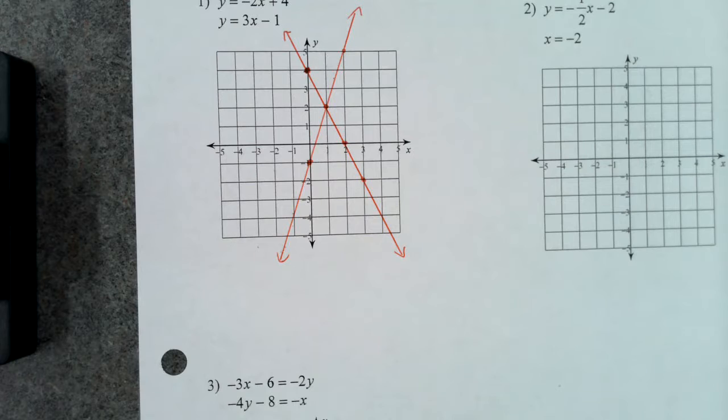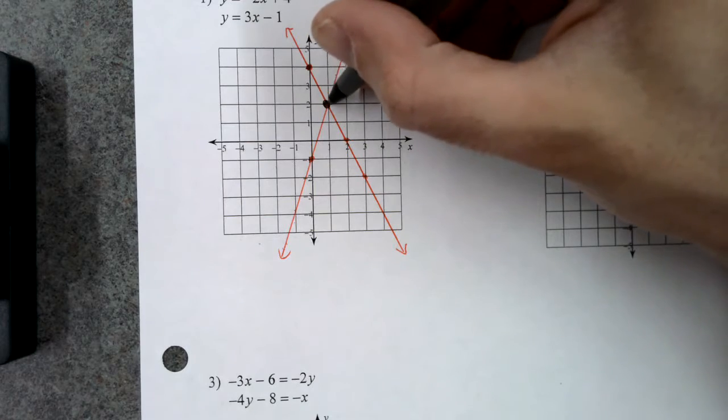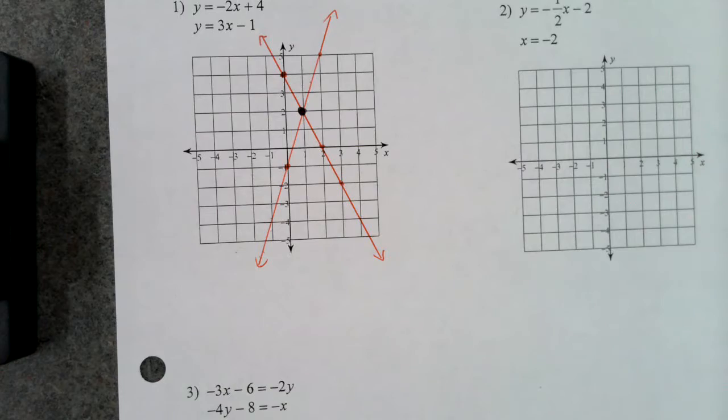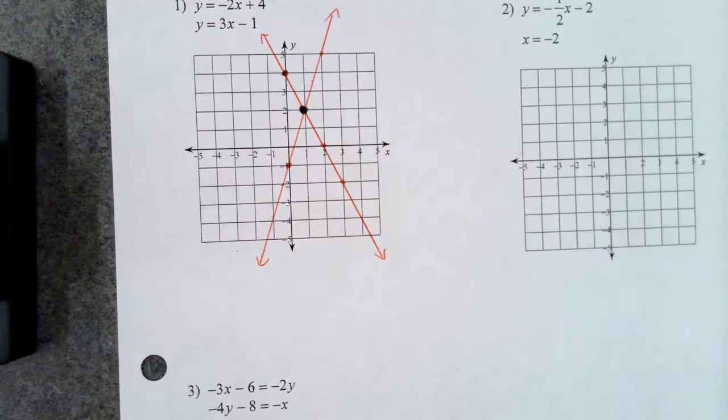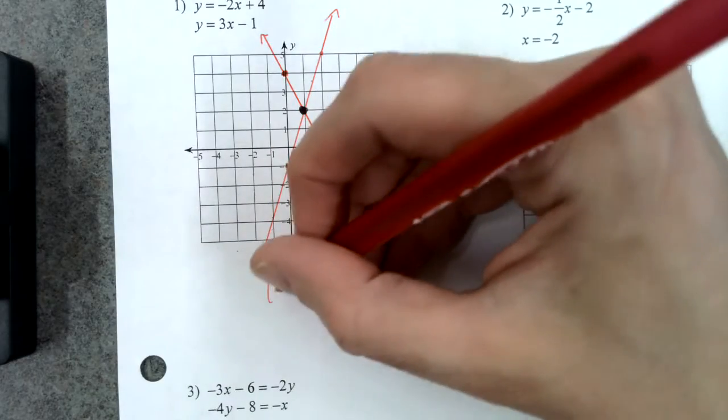Okay. Wherever the 2 lines intersect is going to be your answer. So the 2 lines intersect right there. So that is your answer. You just want to make sure you write it as an ordered pair. So as an ordered pair, that answer is going to be (1, 2).